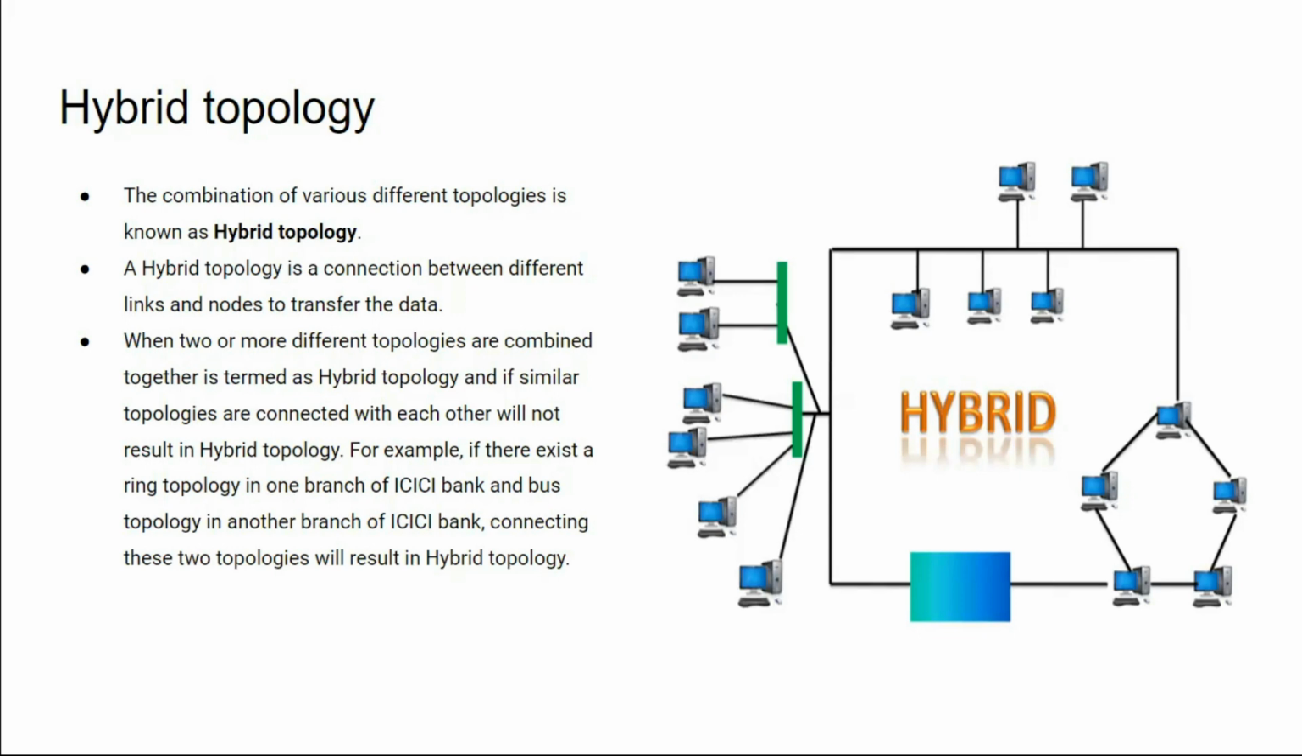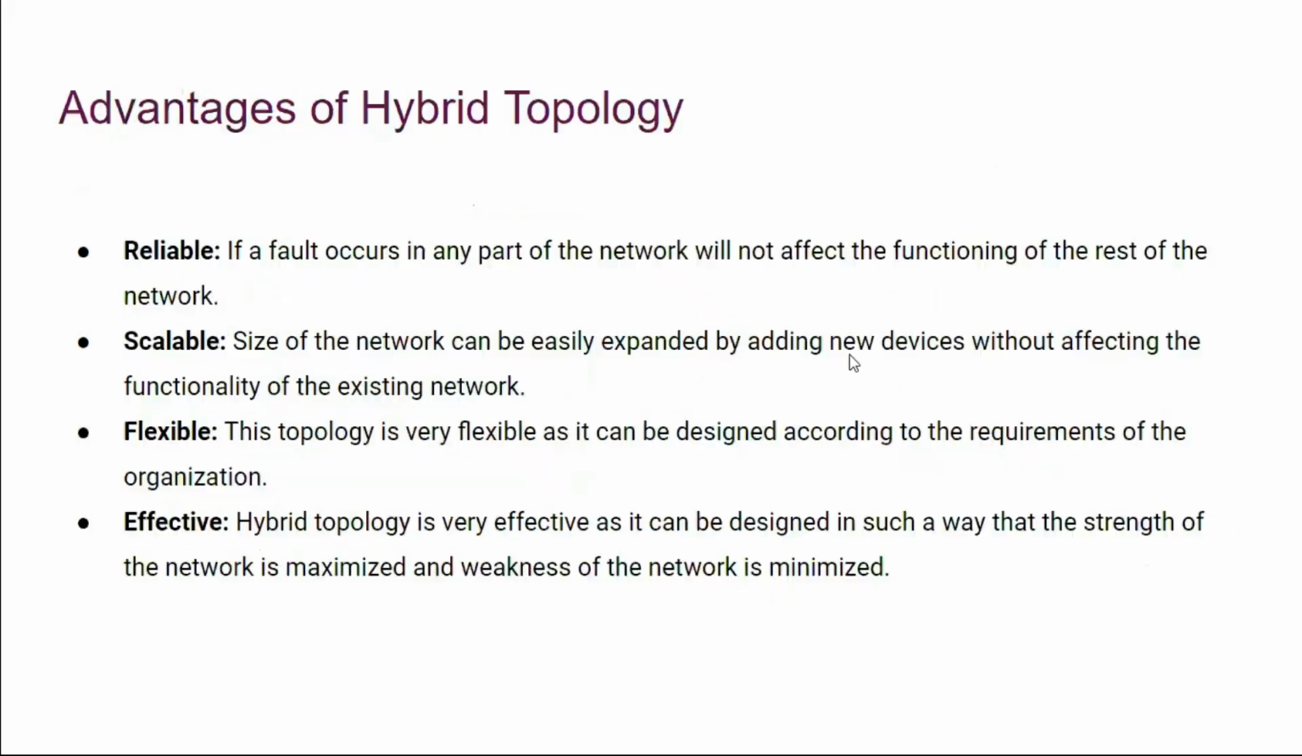If similar topologies are connected with each other, it will not result in a hybrid. Two bus topologies will not be a hybrid. A bus topology with a tree topology can be a hybrid. So here in this example, if there exists a ring topology in one branch of ICICI Bank, and a bus topology, so we have bus topology over here and ring topology over here, and here we have a tree topology. So all together it forms a hybrid topology.